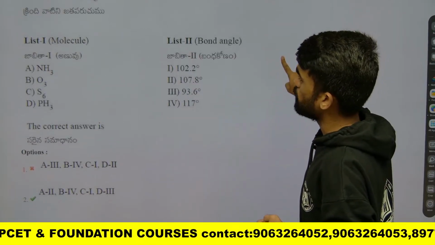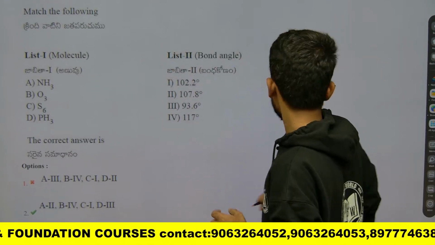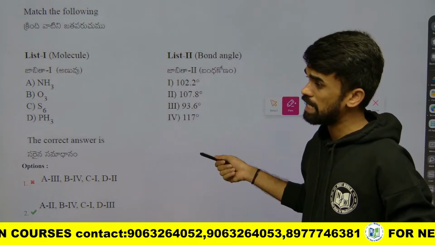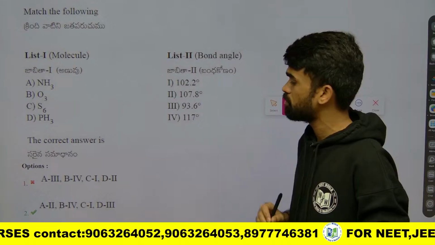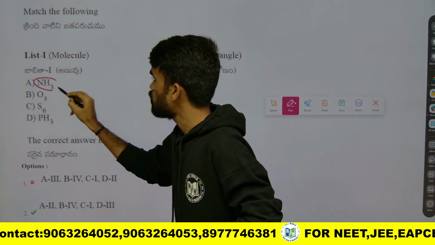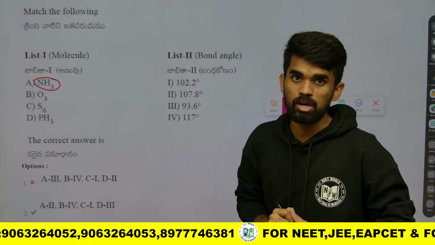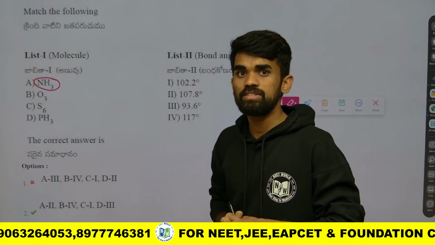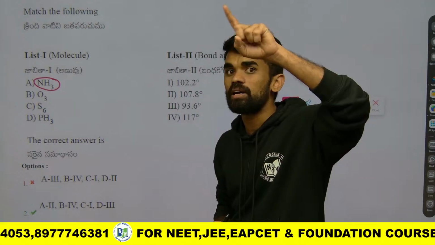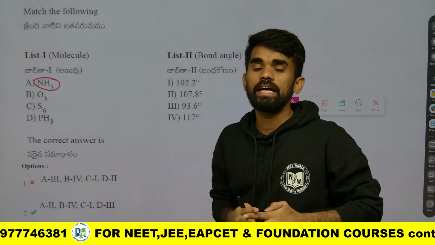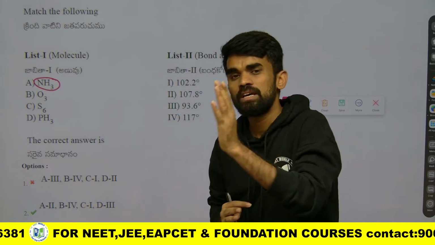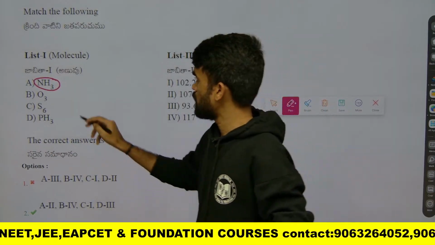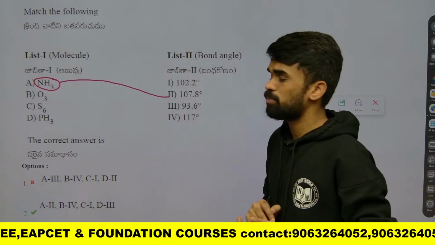Now tell me, match the following. Given molecules and their bond angles, try to match them. See, ammonia will be having pyramidal geometry. So what is the angle there? If it is tetrahedral, we know it is 109 degrees. But due to the presence of one lone pair of electrons, the bond angle is reduced from 109 to around 107.8. So ammonia will be having 107.8.